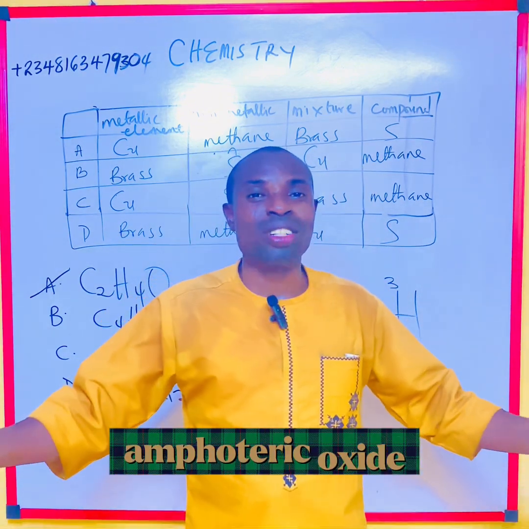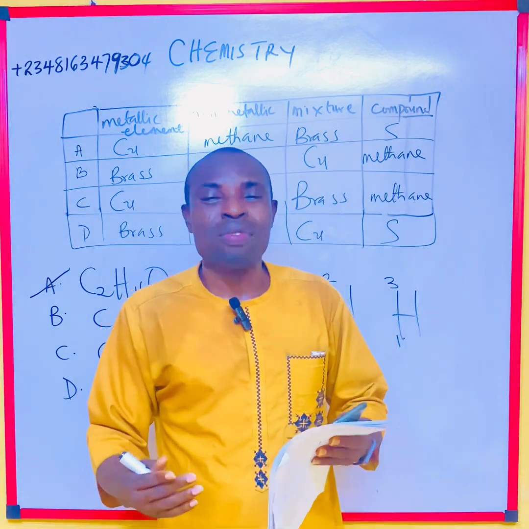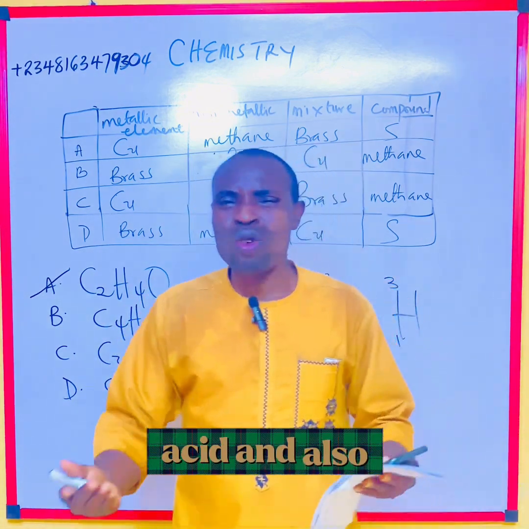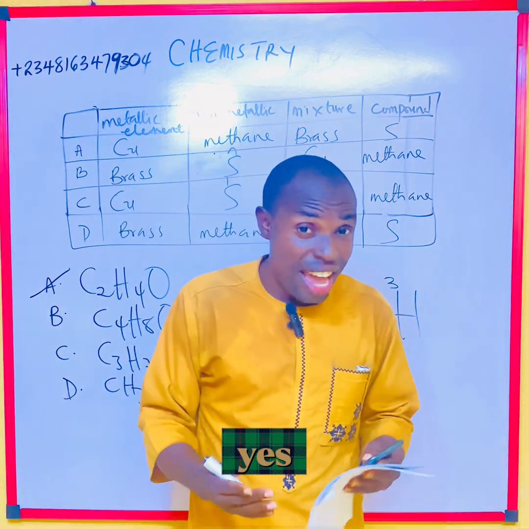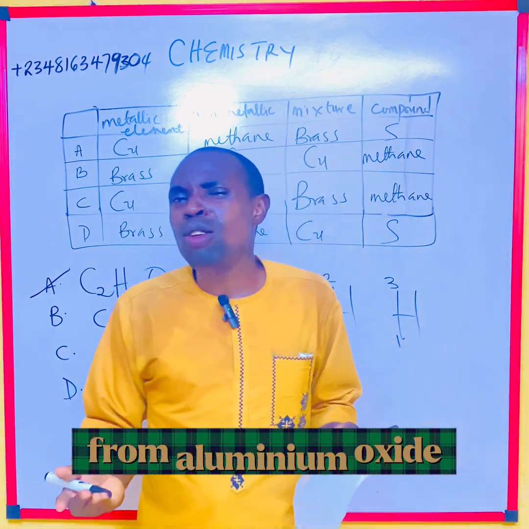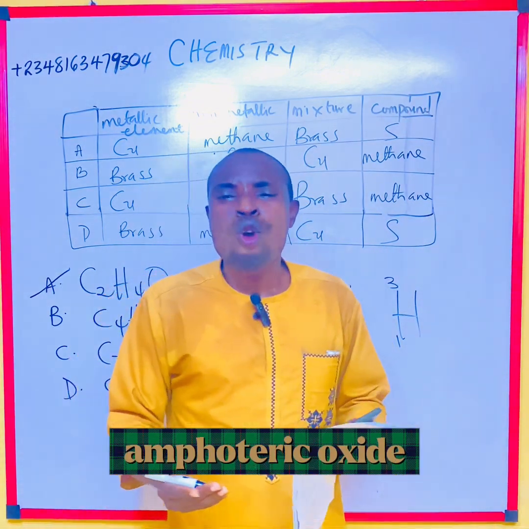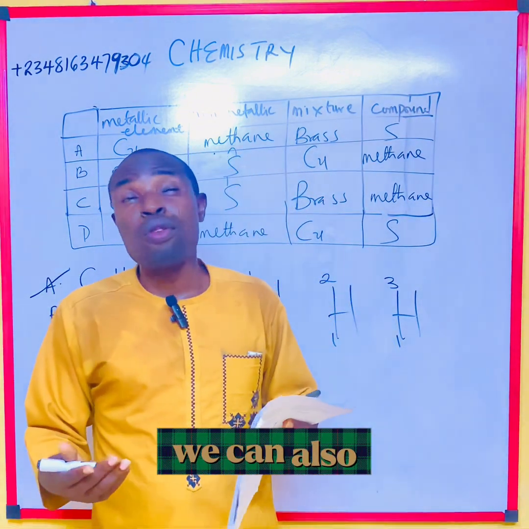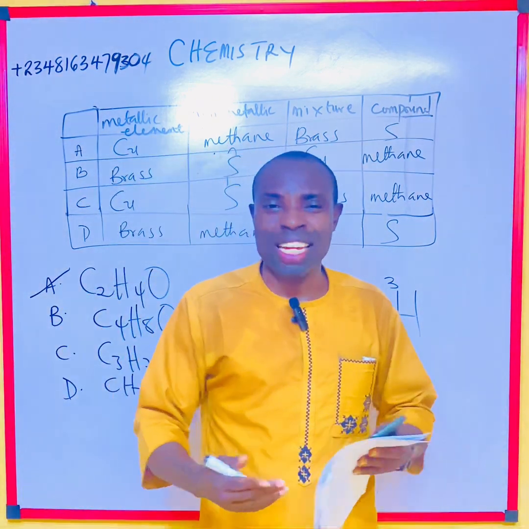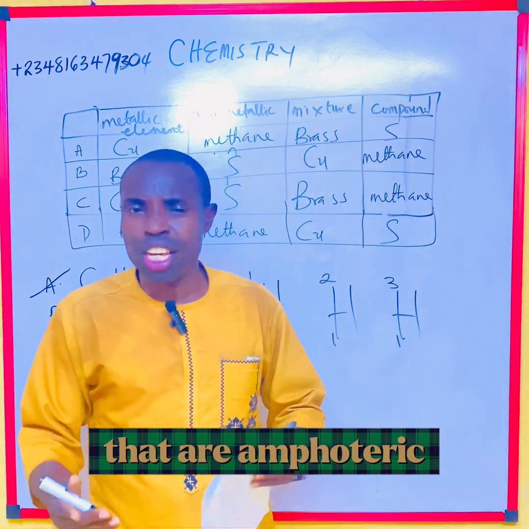While amphoteric oxides are oxides of a metal, which when they react, have the property of an acid and also of a base. Am I right? Yes, I am. Right, so the correct answer is aluminium oxide. Apart from aluminium oxide, we can also have what now? We can also have zinc oxide, lead oxide, tin oxide. These are examples of oxides that are amphoteric in nature.